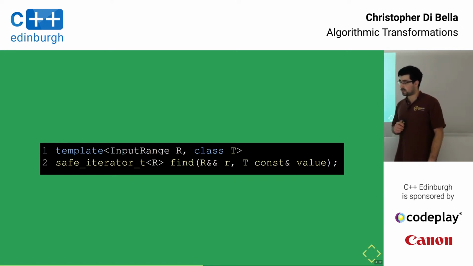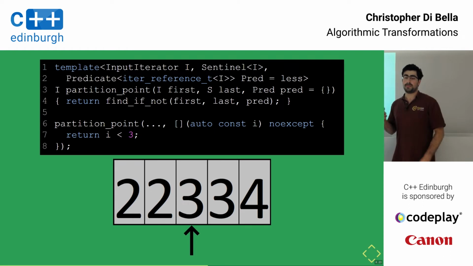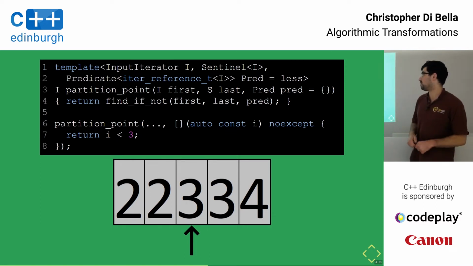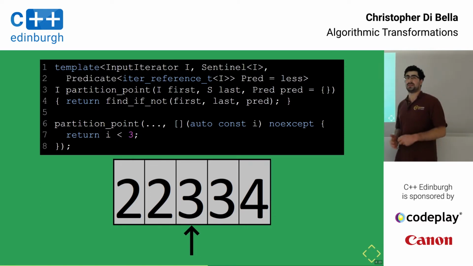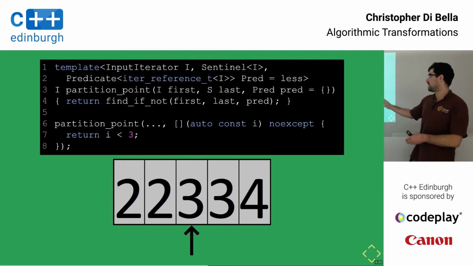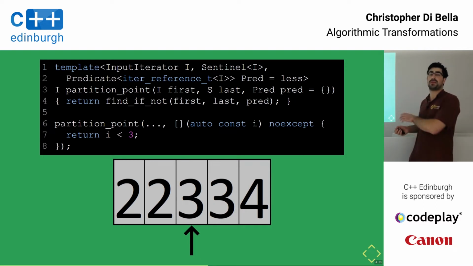Okay, so now let's move on to a different function. This one's called partition point. What partition point does is it looks for a point in a pre-partitioned sequence of elements that essentially no longer follows the rule. So for example, this sequence of elements is partitioned such that everything to the left of an element is less than or equal to everything to its right. 2 is less than 3, so this is still partitioned. 3 is less than 4, so that's why 3 is to the left of 4.